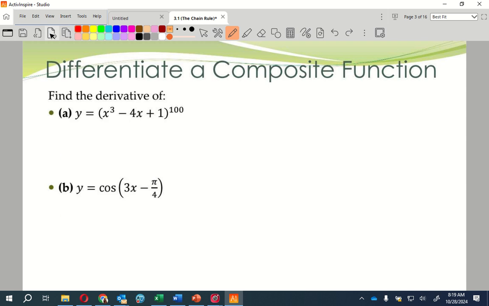You ready? This is what it means. We have all of this right here raised to the 100th power. Do I want to expand that? Hell no. I do not want to do that. So what am I going to do instead? U substitution. So I'm going to say that u is going to be x cubed minus 4x plus 1, right? U prime is going to be 3x squared minus 4.